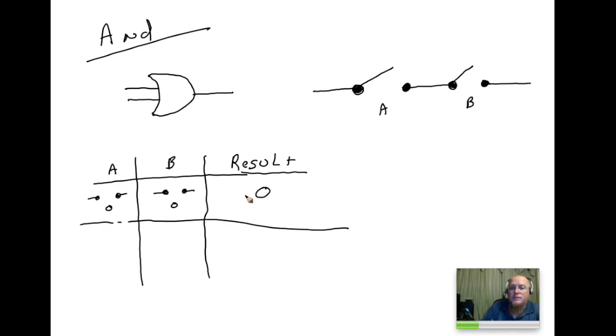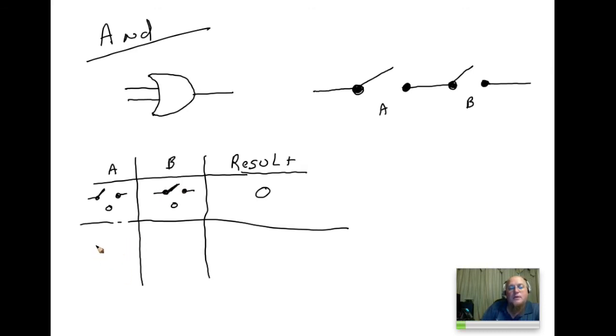Our result is going to be 0. I can't get across A. I can't get across B. Therefore, I'm not getting across. So let's say, oh, I guess I should have done this. Yeah, that would make a little more sense.